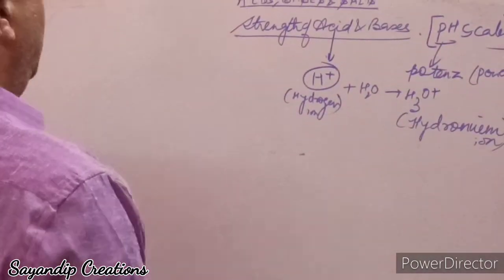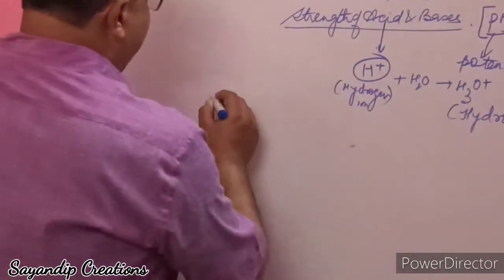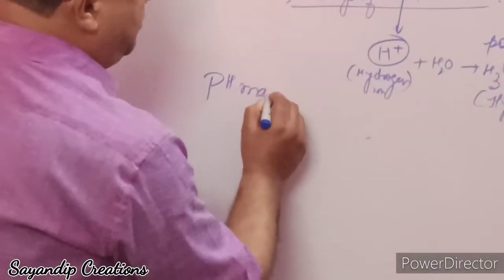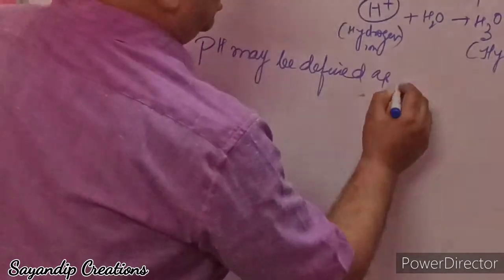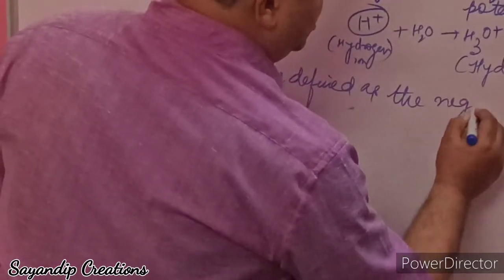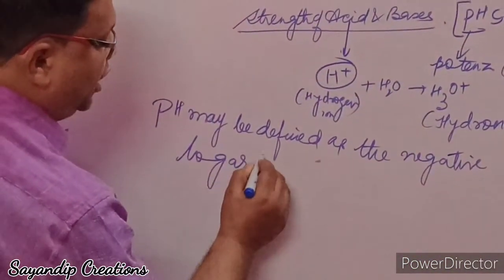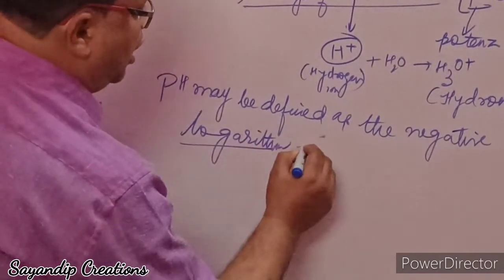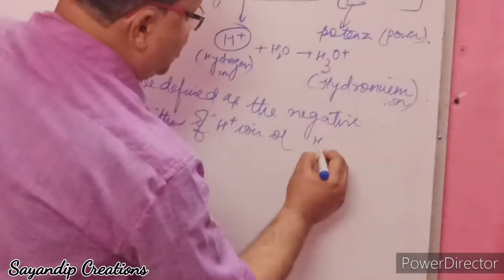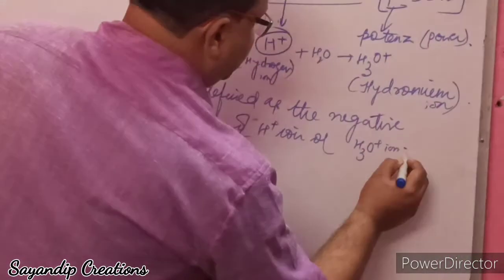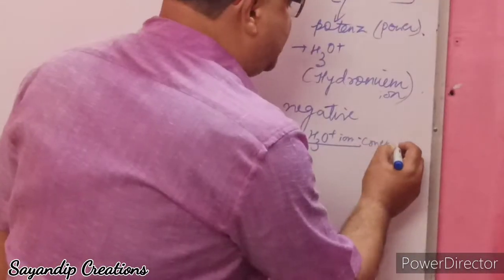Now, what do you call pH? pH may be defined as the negative logarithm of hydrogen ion concentration or hydronium ion concentration. Remember students, either hydrogen ion concentration or hydronium ion concentration.